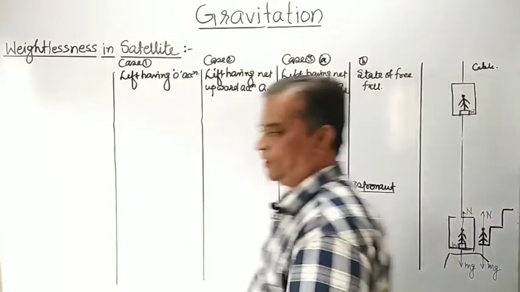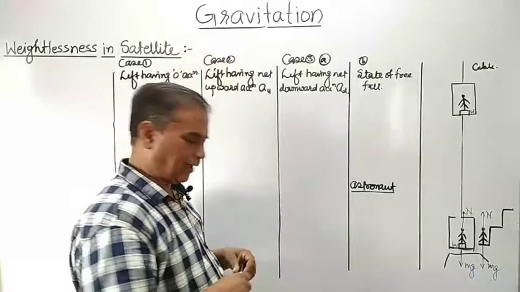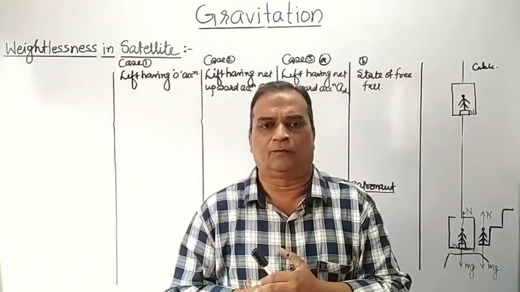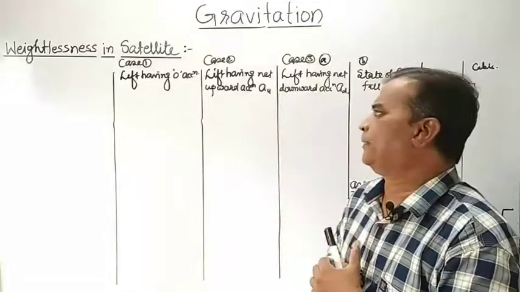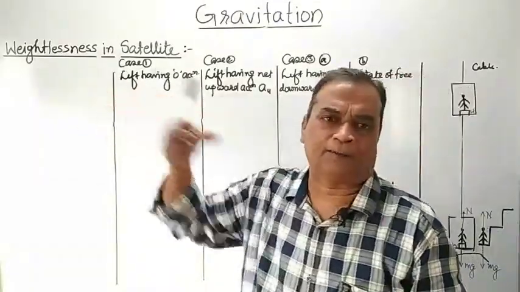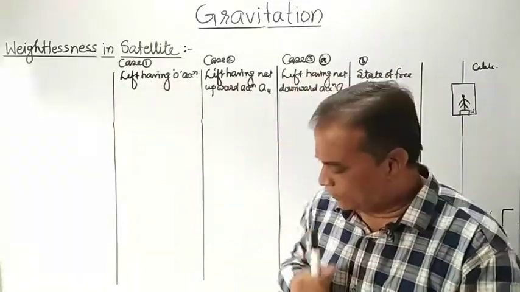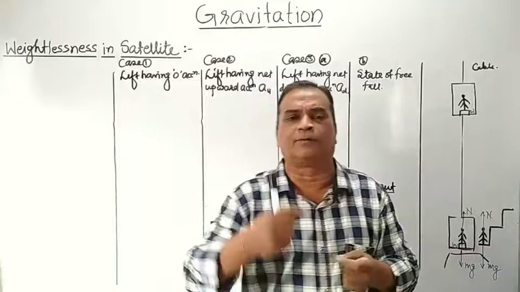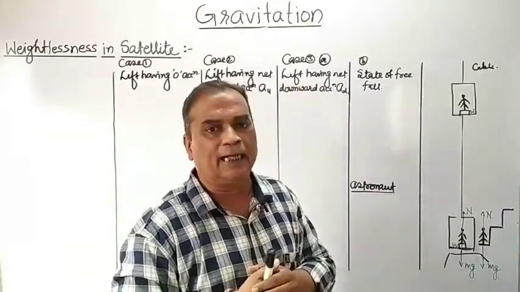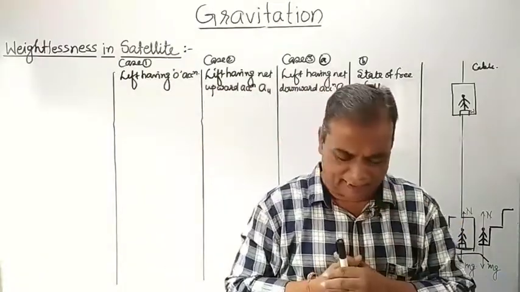Good morning, students. Today is our sixth and last lecture on gravitation, and in today's lecture we will discuss three important bits. Number one, weightlessness, the condition felt by an astronaut in a satellite. The second, the time period of revolution of a satellite around a planet, and the last one, the binding energy of an orbiting satellite.